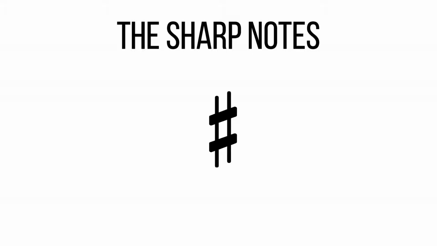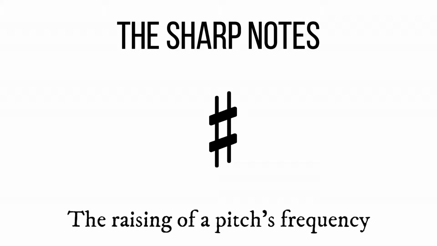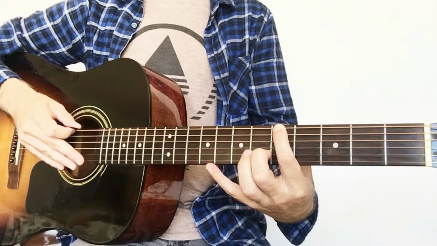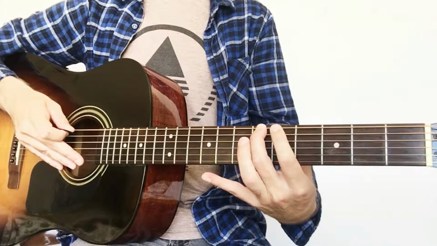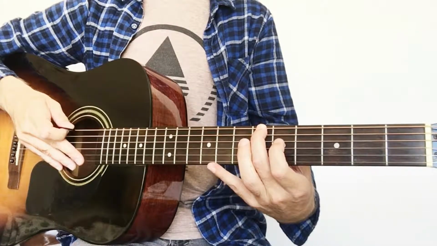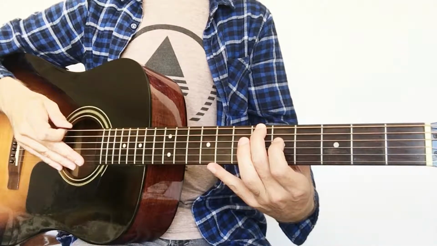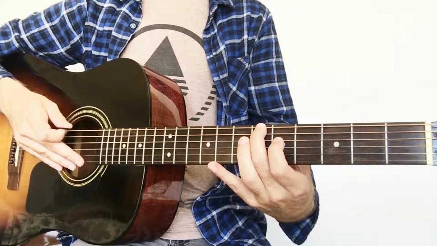Now let's deal with the sharp notes. In music, the word sharp denotes the raising of a pitch's frequency. In other words, when a sound gets higher pitched, you could say that it's getting sharper. As a practical example, if we play the note A on our E string's 5th fret, and then play the note on the 6th fret, we can hear how the second note sounds higher or sharper than the note A on the 5th fret. The name of the note on your E string's 6th fret is A sharp.